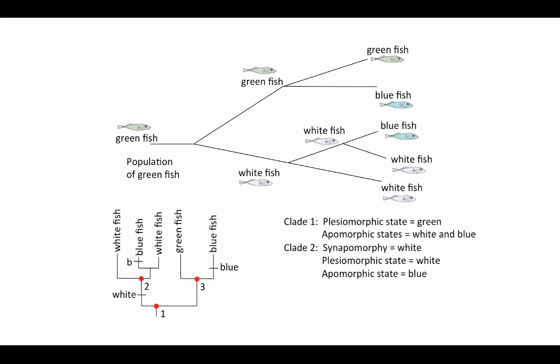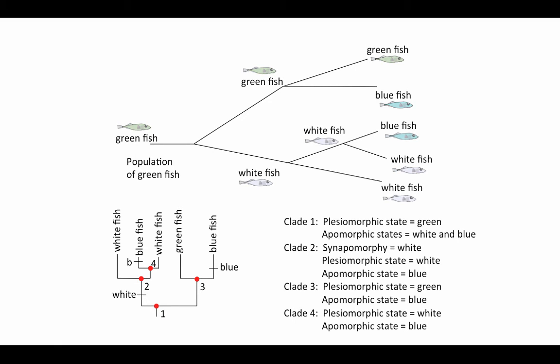Thinking about the clade defined by node 3 here, the plesiomorphic state continues to be green. This common ancestor was green. We can see it right here on this diagram. So the character state that was possessed by the common ancestor of the clade is the plesiomorphic state. The apomorphic state that's derived within this clade is blue. So blue is an apomorphic state with respect to clade 3, and green is the plesiomorphic state.